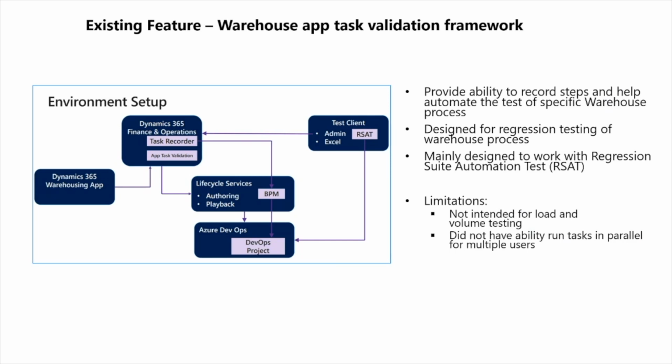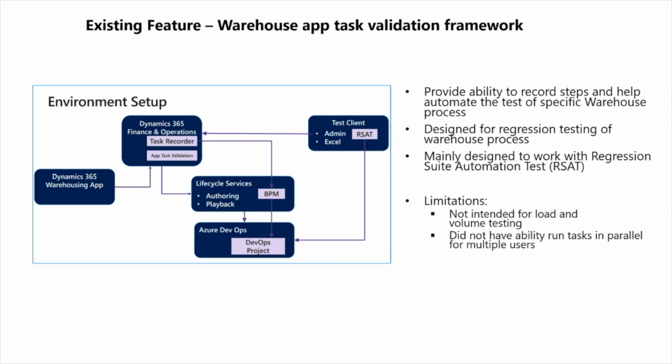This way of testing was not intended to perform load or volume testing. Each warehouse task is recorded against a specific user, and we were only able to execute the warehouse task for that user. If you needed to execute the warehouse task for multiple users or multiple warehouse workers, you had to create multiple tasks for that warehouse process, one for each user. We also did not have the ability to run warehouse processes in parallel. We now have a new feature which eliminates these limitations, which we'll review in the next few slides.